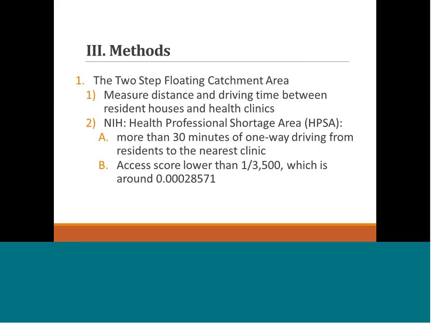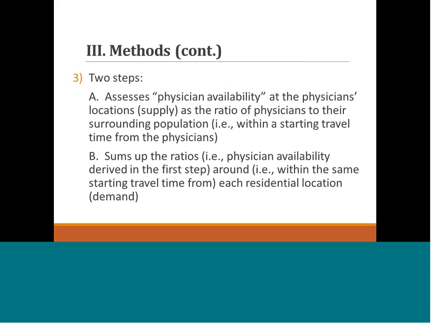So this is a very straightforward and interesting, famous criterion to define the shortage of American clinics. They also add one more criterion, the so-called access score, lower than 1/3500. Later I'll mention this specific score. Next, what does that mean for the 2-step method?